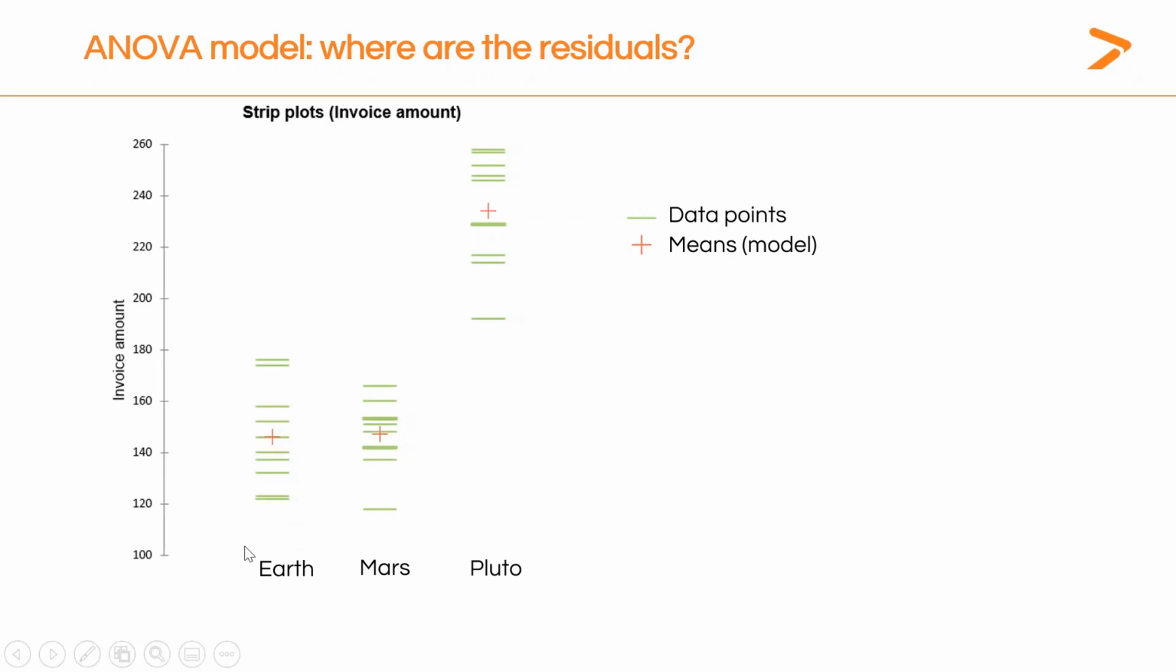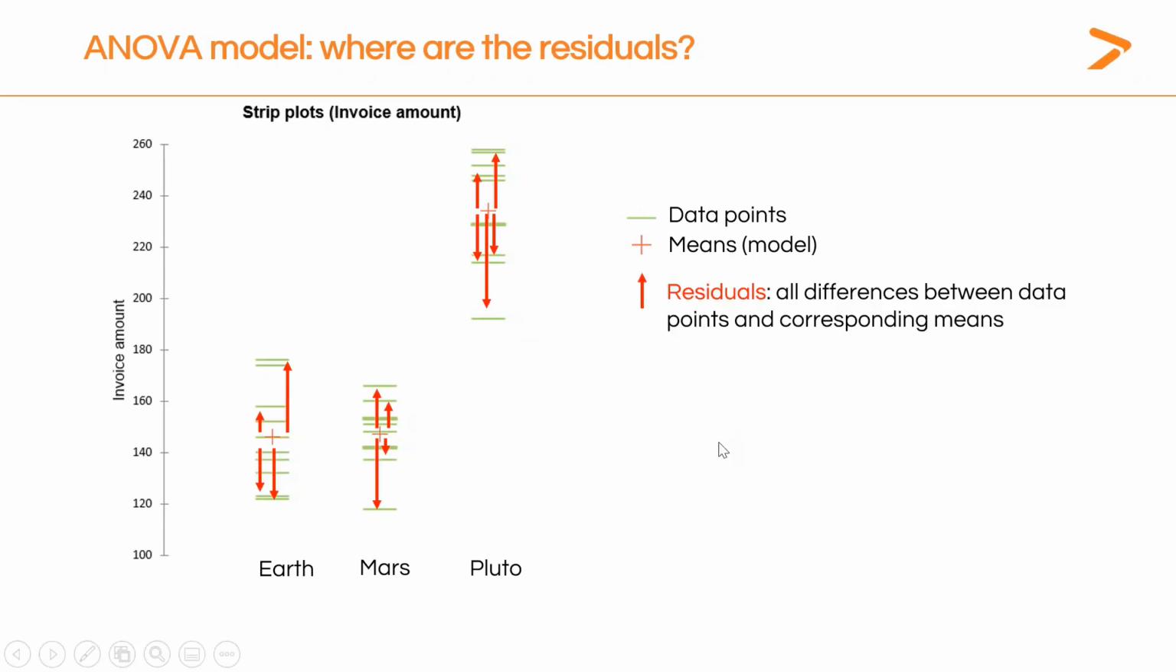And the statistical model involves residuals, as I told you. Now, where are the residuals hidden? Well, the residuals are simply all the differences between the data points and the model. So this would be all the differences between the green dashes and the means. Here are the residuals. So we'll have to verify the residuals assumptions on these quantities represented by red arrows.